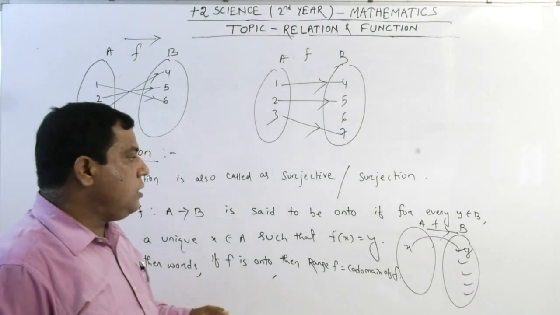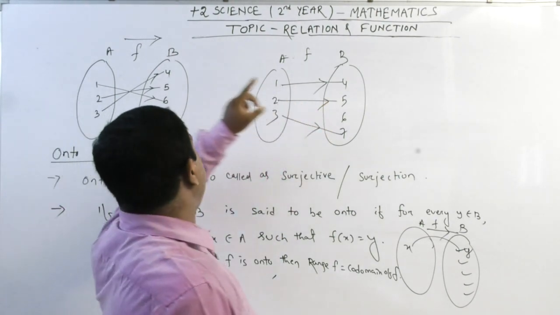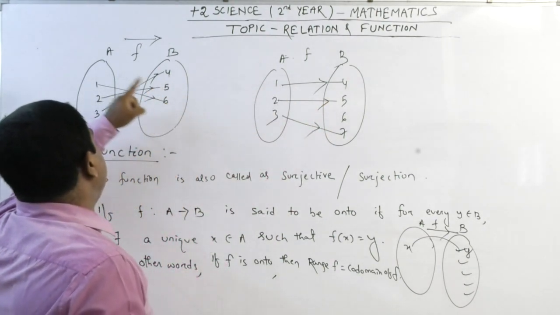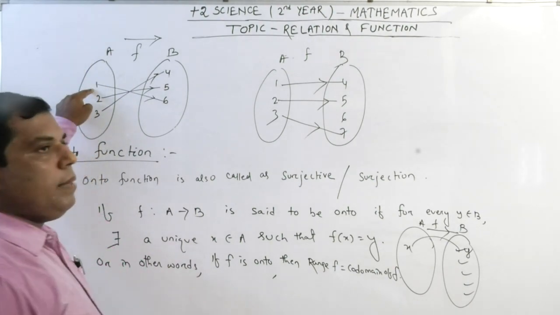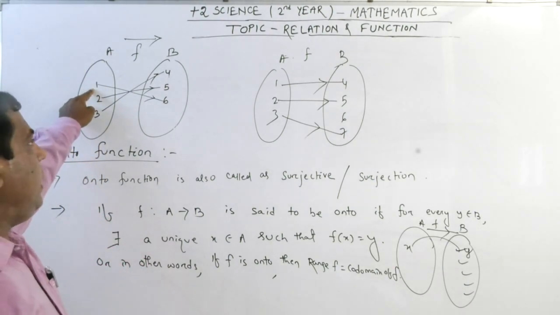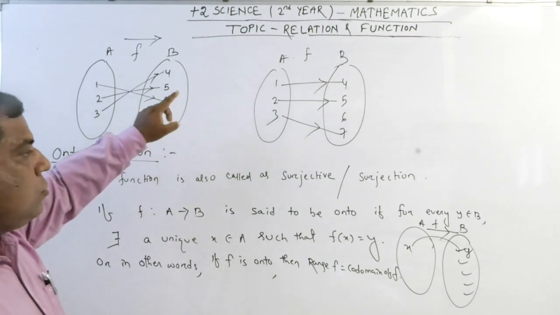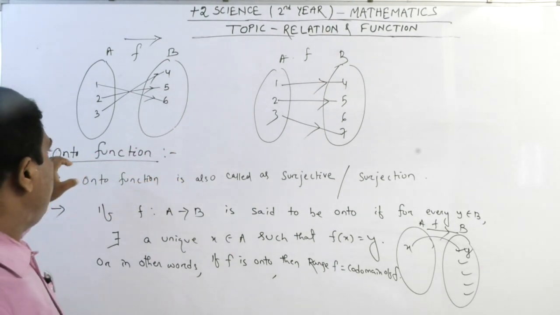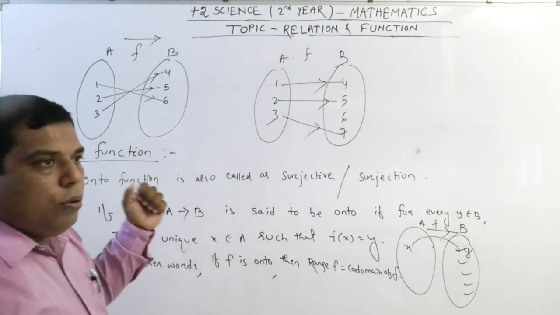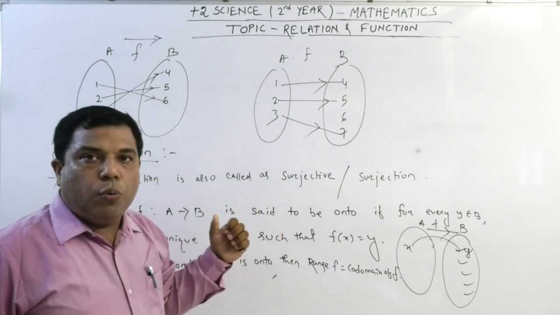So my dear students, this is the basic concept of onto function. The onto function says that for every y belongs to B, there exists a unique image element x belongs to A such that f of x equal to y. With this basic concept, we are able to learn the onto function.